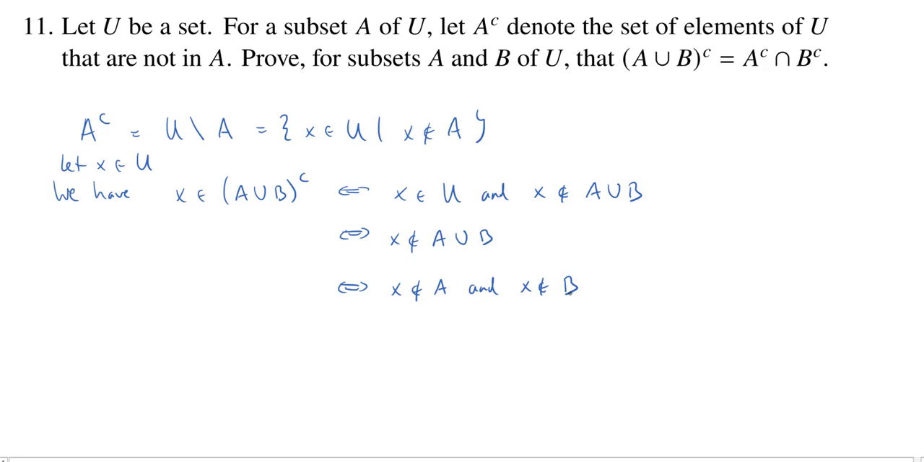Well, what does it mean that X is not an element of A? If it's not an element of A, and we already know it's an element of U, then we know that X is an element of the complement of A. So this is equivalent to saying that X is in the complement of A, and for the same reasons, X is in the complement of B. But when you're in two sets, you're also in their intersection, and vice versa. So this is equivalent to saying that X is in the intersection of the complement of A and the complement of B.